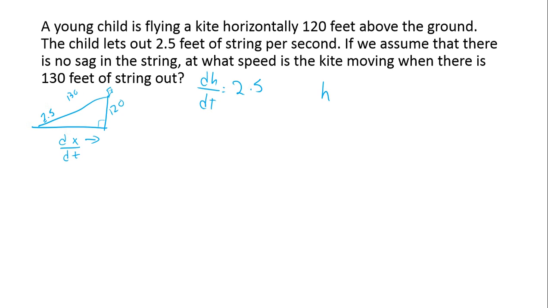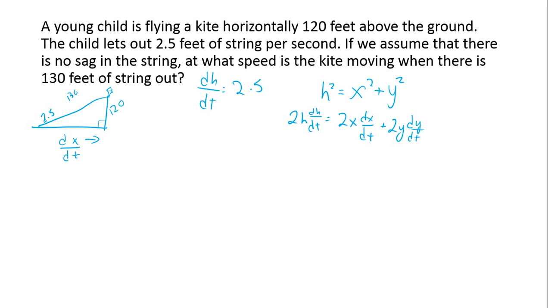Our h, or the hypotenuse, squared is going to equal x squared plus y squared, which is just vertical and horizontal. And now we're going to find the derivative of it, because we want to find dx over dt. And so that would be 2h dh over dt is equal to 2x dx over dt plus 2y dy over dt. Okay, and now we have different things we can plug in.